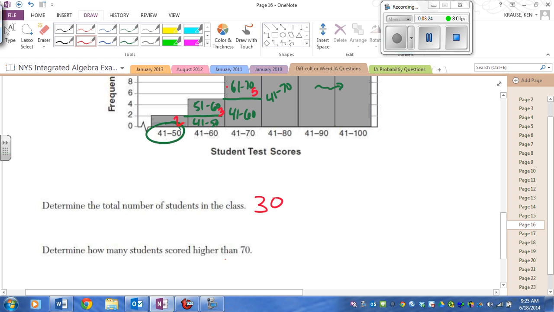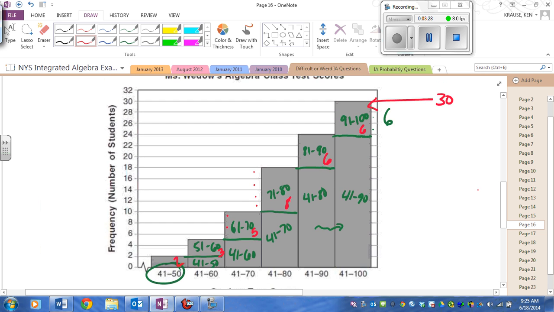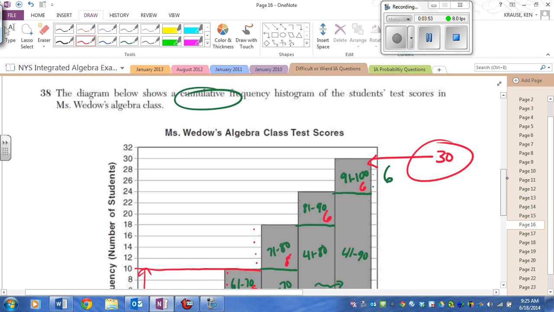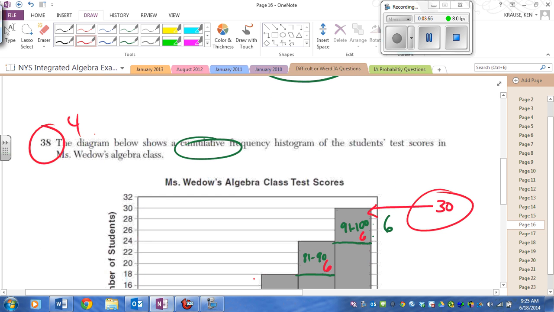We determine how many students scored higher than 70. So these are all the scores up through 70, and there were a total of 10 kids, 5 here and these 5. So there's a total of 10 kids that scored from 41 to 70. So if there's 30 in the class, that means there's 20 kids that scored higher than 70. Yep, 38 is a 4-point question.